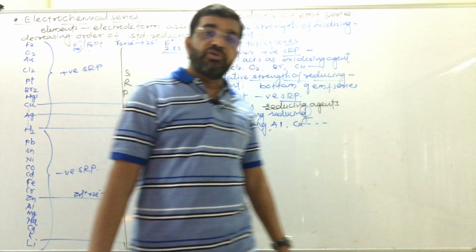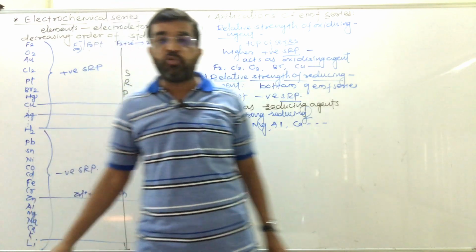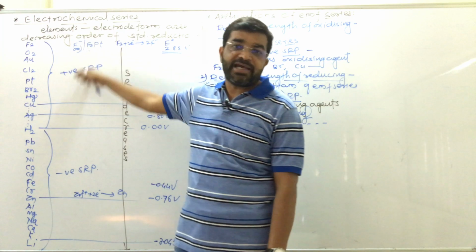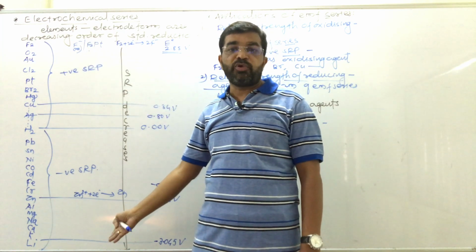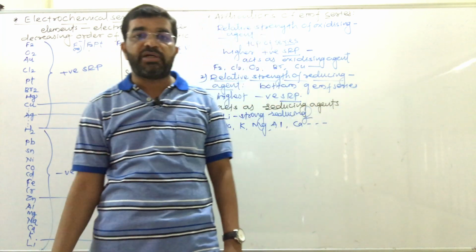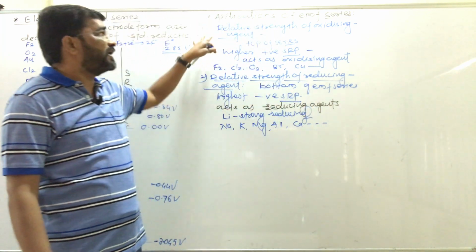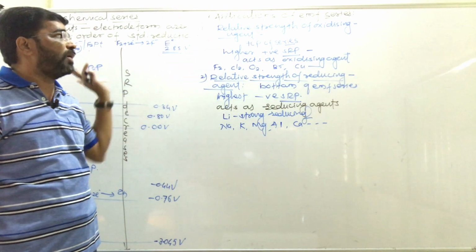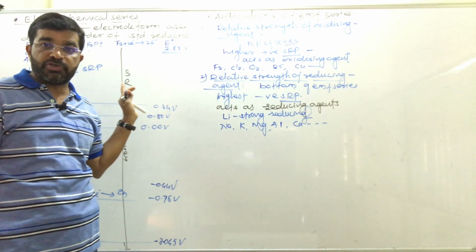So you have to remember, as we move down this series, reducing power increases and oxidizing power decreases. And if we move up, then oxidizing power increases and reducing power decreases. That is nothing but the relative strength of oxidizing and reducing agents decided from this series.